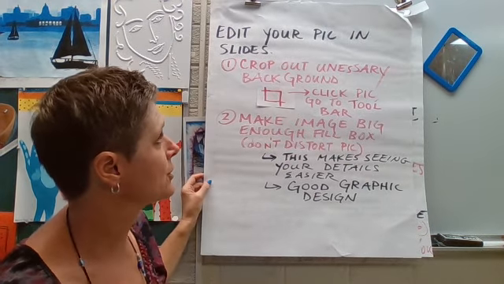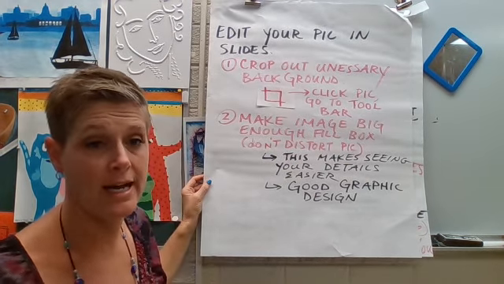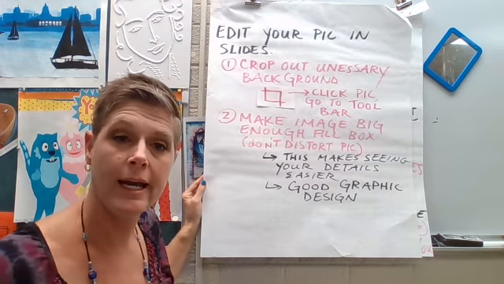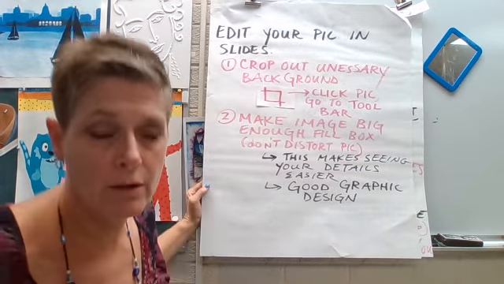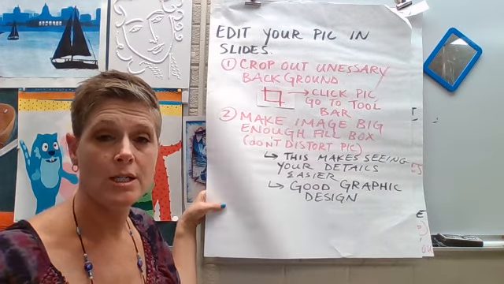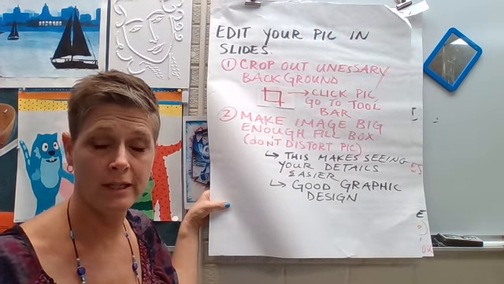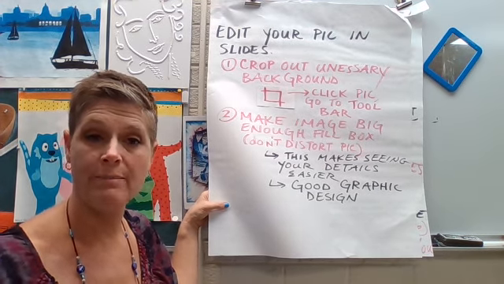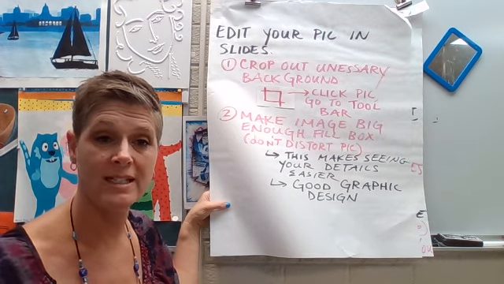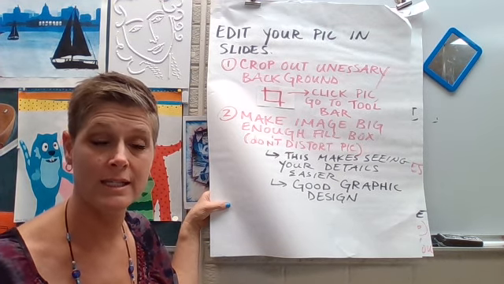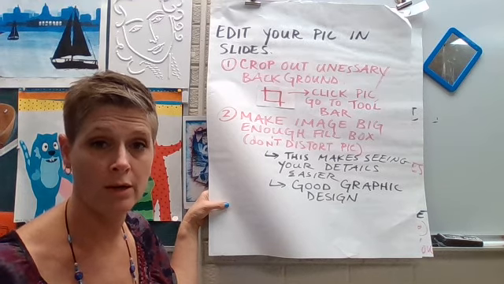So once your pictures are in Google Slides, I need you to edit them. This is an art class, and I really want you to learn what good presentation is. So once you take a picture and you insert it in Google Slides, you want to crop out all the unnecessary background. That's empty space, negative space. I don't want to see it. I want to focus on your art only.